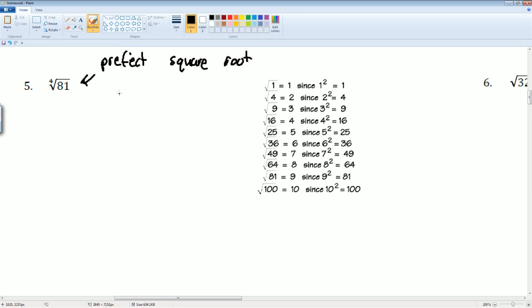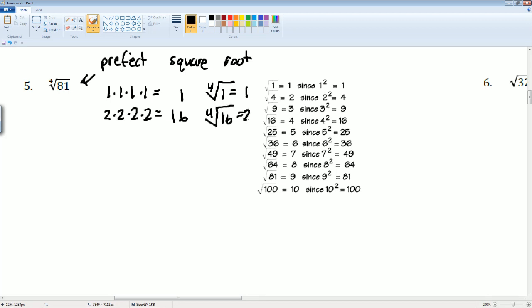Okay? Because check it out. 1 times 1 times 1 times 1 is 1. So that means the quad root of 1 is 1, right? 2 times 2 times 2 times 2 is equal to 16, right? That means the quad root of 16 is equal to 2. 3 times 3 times 3 times 3 is 81. That means the quad root of 81 is 3. Okay? So here, we can just simplify this into just 3. Okay? That's it.